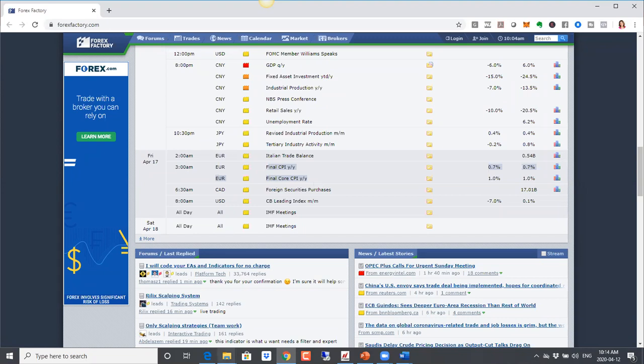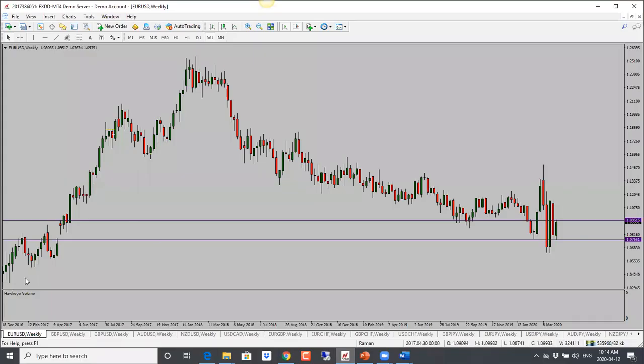All right, so that's it in terms of the news. Let's move on to our charts now. As usual, we'll start off with euro dollar.